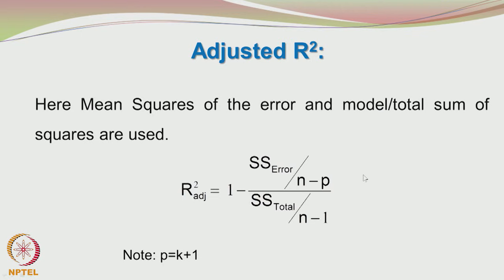So, I think if you look at it carefully, you will be able to appreciate that if SS error decreases at a faster rate than the decrease in n minus p, then there would be a reduction in the overall numerator here, and your adjusted r squared will in fact increase. So, do not only look at r squared, but also please look at adjusted r squared to see whether it is increasing or decreasing with the addition of more parameters. If adjusted r squared is decreasing with the addition of more parameters, then you better not add those parameters and live with a simpler model.